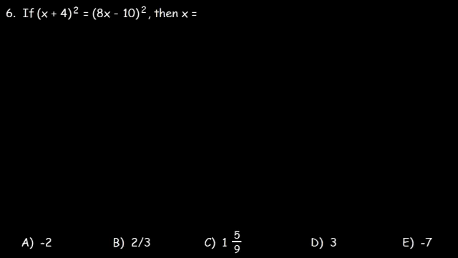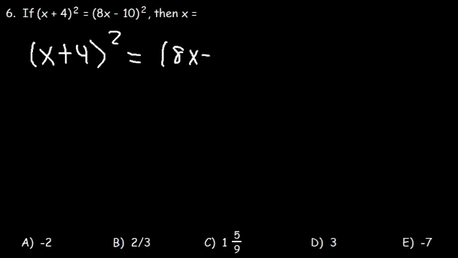Number 6. If x plus 4 squared is equal to 8x minus 10 squared, then the value of x is... So how can we figure this problem? Well, let's take the square root of both sides. But first, let's rewrite the problem. So x plus 4 squared is equal to 8x minus 10 squared.